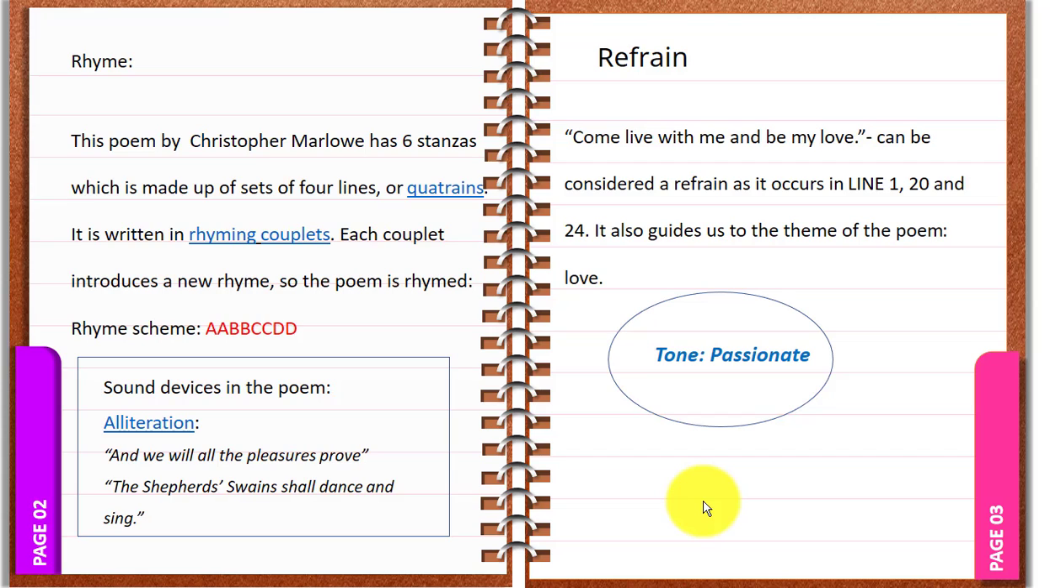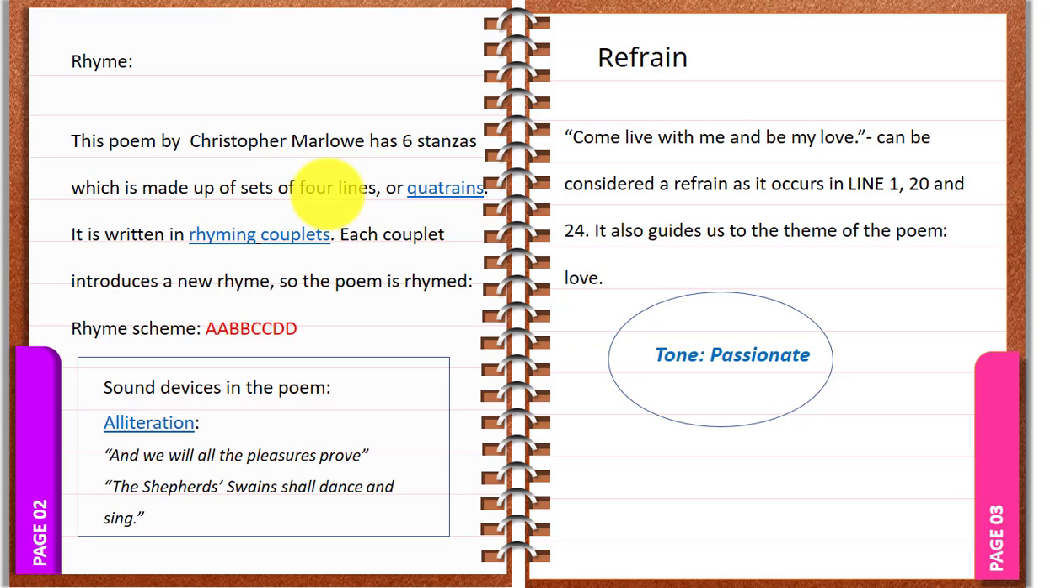Now, this poem uses rhyme. There is rhyme in this poem, end rhyme at the end of every line, and this type of rhyme is very regular, and it actually has a rhyme scheme. So when we look at the poem, first of all, the poem has 6 stanzas, and each of the stanzas has 4 lines. Whenever 4 lines are combined, we will say these are quatrains.